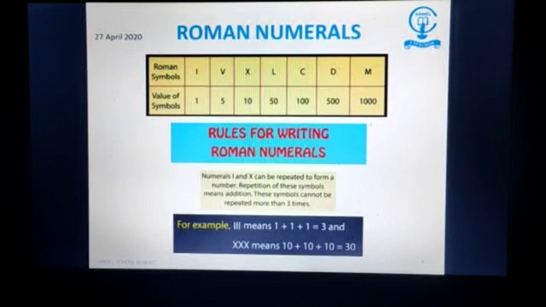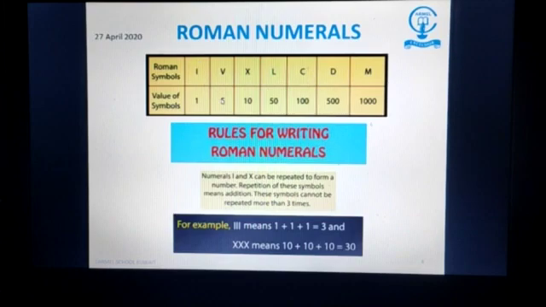Roman numerals are used in watches, for writing the volumes of books, etc. The basic symbols used by Romans to write their numerals were 7 English letters. What are they? I, V, X, L, C, D and M. These are the 7 letters they used to write the Roman numerals.